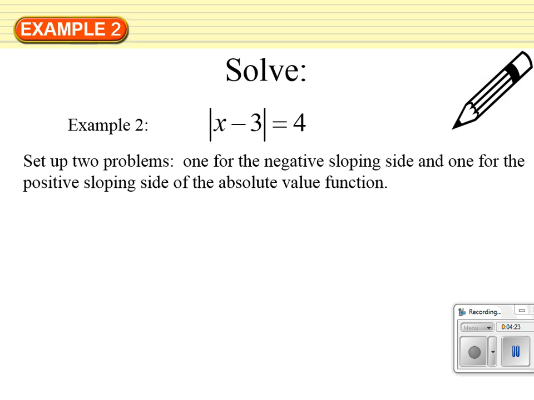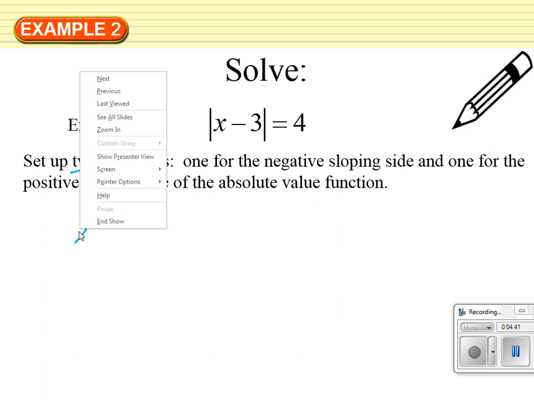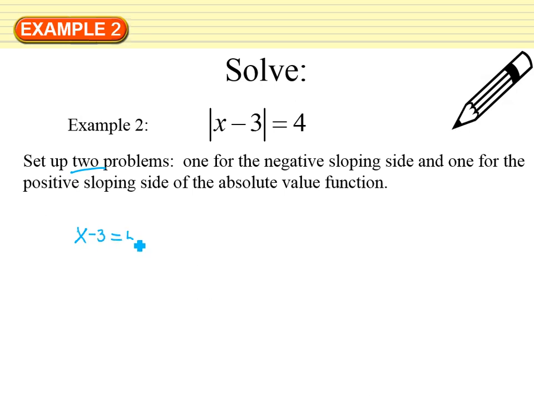The way we set up these problems is that we will set up 2 problems. One for the negative sloping side, because a V always has 2 sides. It has a negative slope and a positive slope. And one for the positive sloping side. So I'm going to take what's inside the absolute value and do the positive slope. And I'm going to take what's inside the absolute value and do the negative slope. So 2 lines, essentially, one is the positive slope, one is the negative slope, and I'm going to solve where those values are.